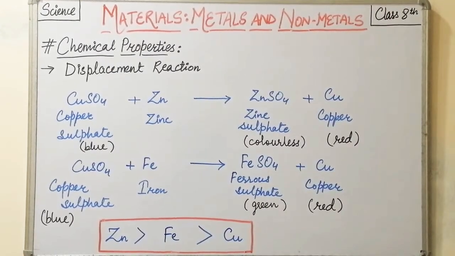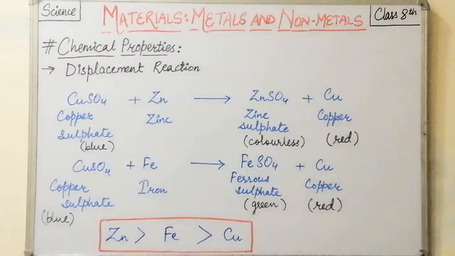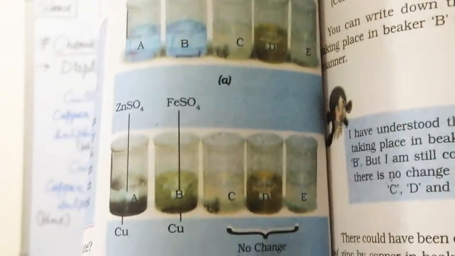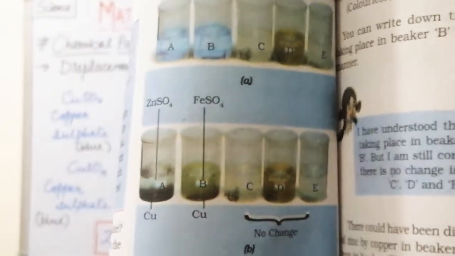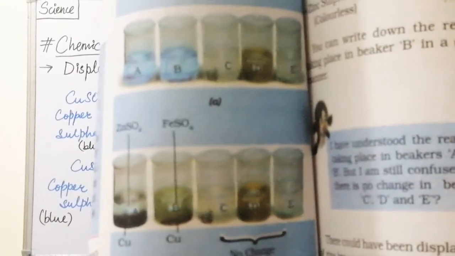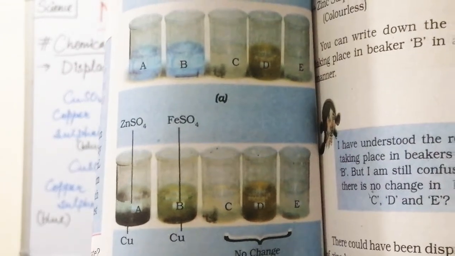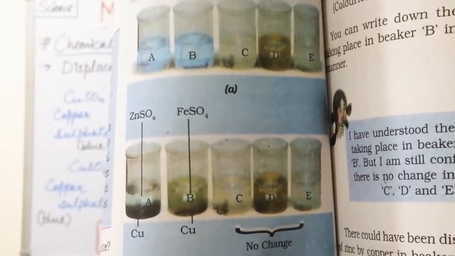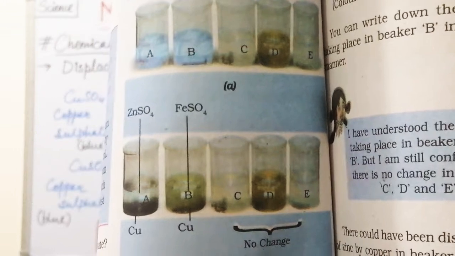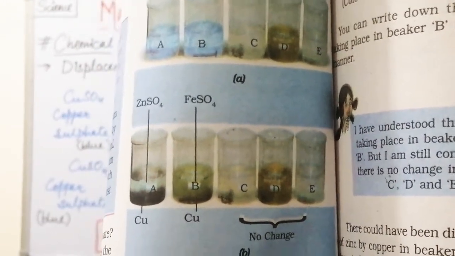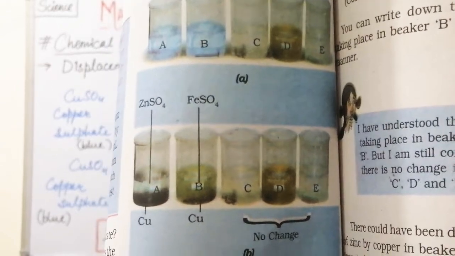that the color of the solutions in beakers A and B has changed, but not in beakers C, D and E. Okay, here you can see beakers A and B, they have changed the color. In beakers C, D and E, we are not able to see any change. So no change has occurred.